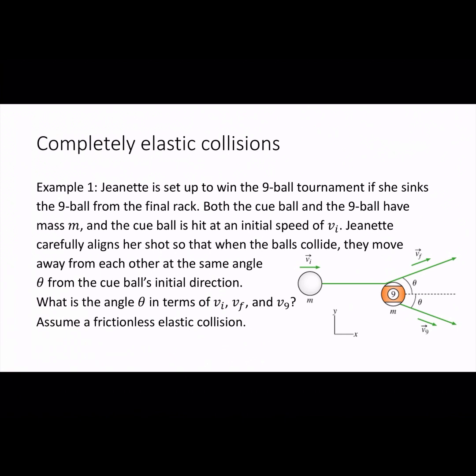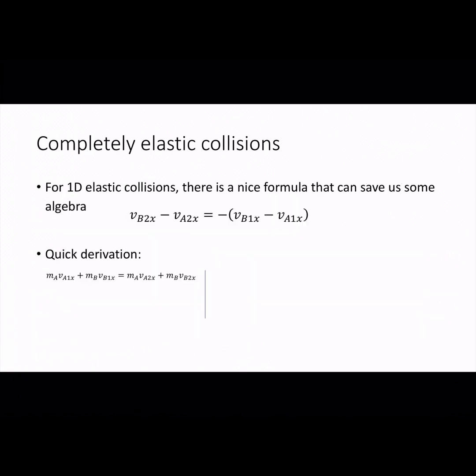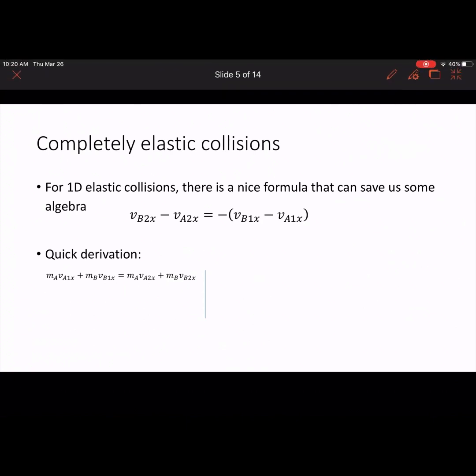Okay, so that's the general way this is going to go. We're going to use all of our conservation laws. We're going to solve for the things that we're interested in. For one-dimensional collisions, there's one little additional piece of information that's going to make our life easy, which is this nice formula that v_B2 minus v_A2 in the x direction for one-dimensional collisions is equal to negative (v_B1 minus v_A1). So it's pretty straightforward to derive. I'm just going to sketch out the derivation here on the slide. We start out with conservation of momentum over on the left, conservation of energy over on the right.